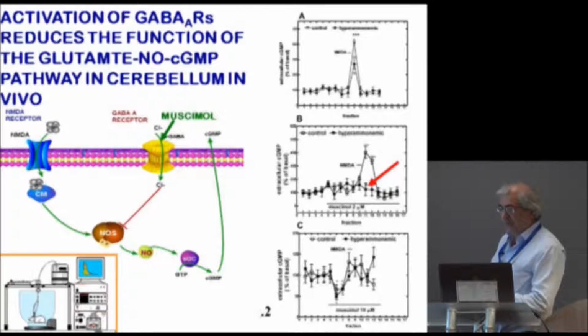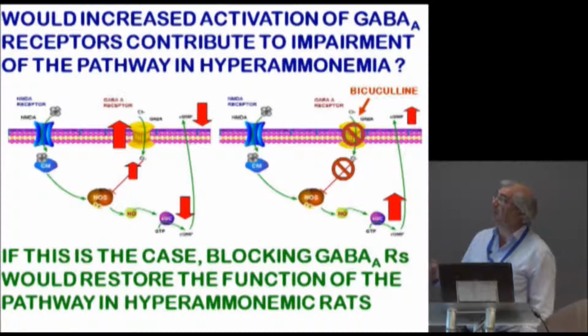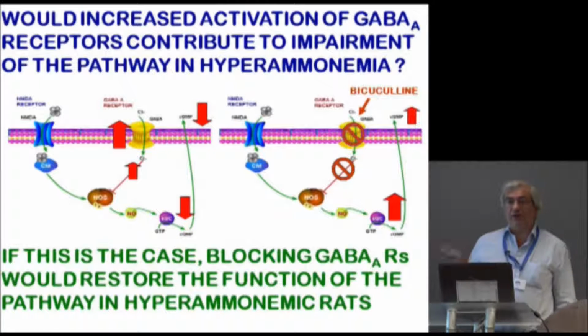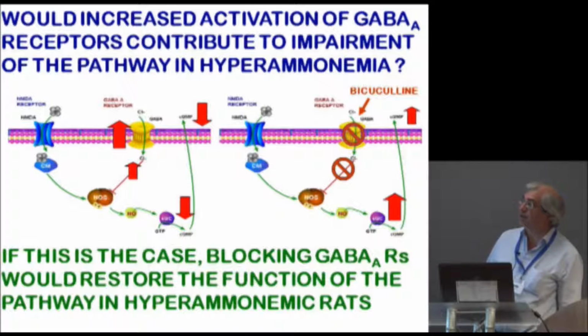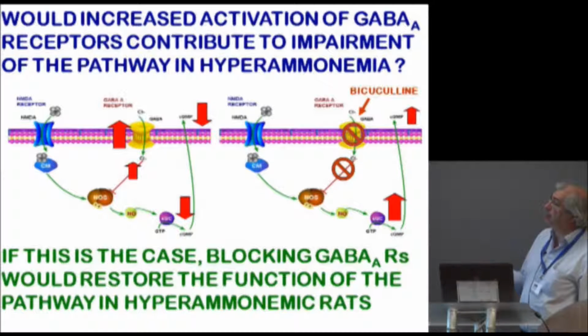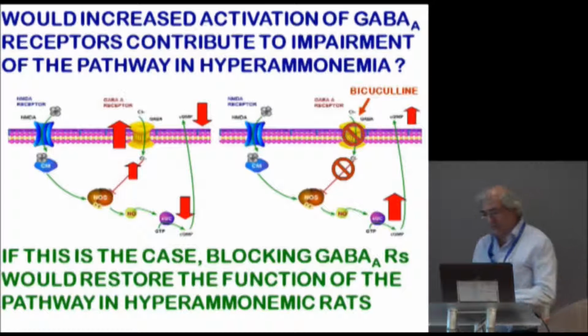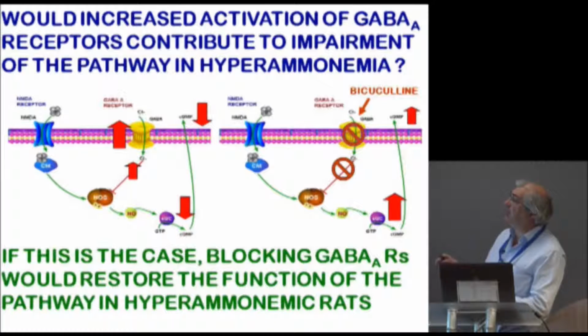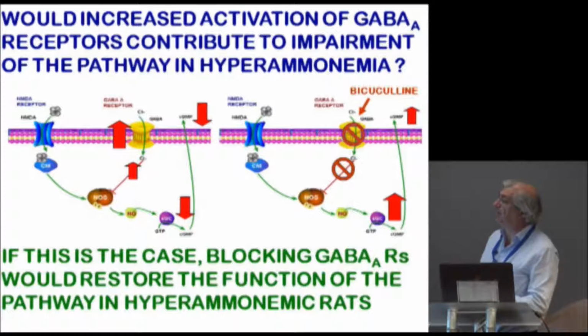Then one possibility is that in hyperammonemia there is an increased GABAergic tone with increased basal activation of GABA-A receptors, which impair the function of the pathway and reduce formation of cyclic GMP. If this is the case, we should be able to increase these cyclic GMP levels by blocking GABA-A receptors, which will eliminate this inhibition. And we can do this by using bicuculline. And we tested what happens if we administer bicuculline through the microdialysis probe.